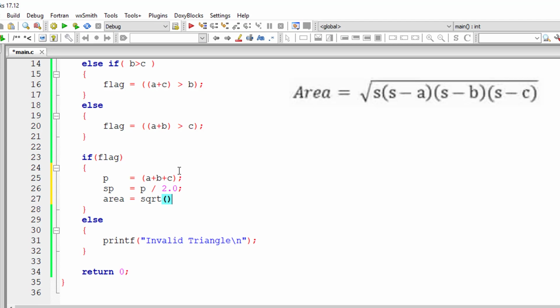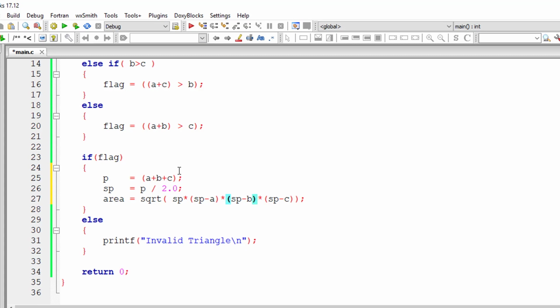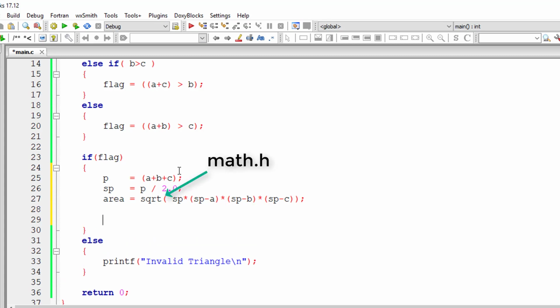So area is equal to square root of semi-perimeter into semi-perimeter minus A into semi-perimeter minus B into semi-perimeter minus C. Remember to explicitly mention the arithmetic operation, that is multiplication here. If not mentioned, it won't work. Since we have sqrt, that is square root, we must include the math.h library.